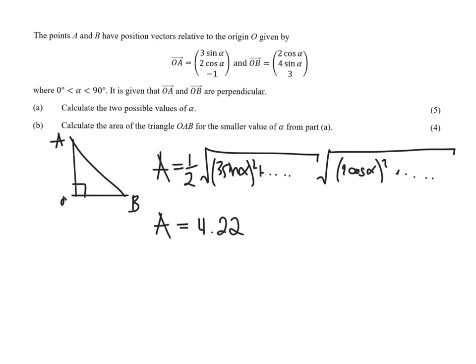Or you could, in this case, substitute in your value of alpha, so substituting in your 12.7, your smaller value, and then taking the numbers and calculating the lengths. But either way, you get an area of 4.22 square units. And that is it.